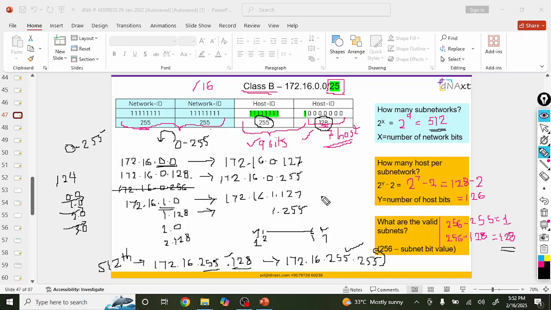Okay, let's discuss the first and last valid host of this. The first valid host will be 172.16.1.1. The last will be 172.16.1.126. This will be the last valid host. I hope this is clear.